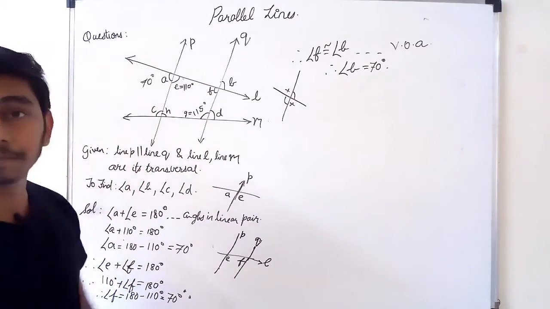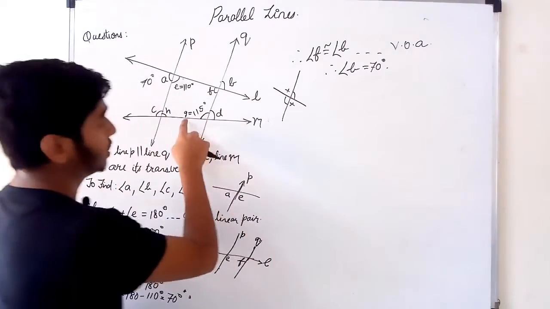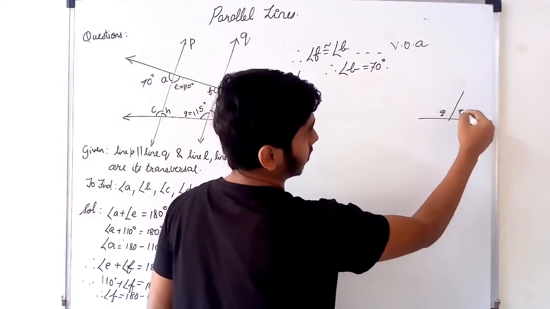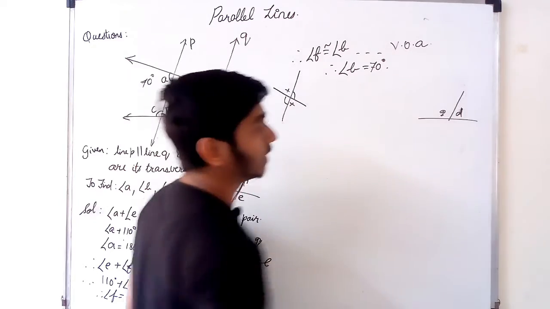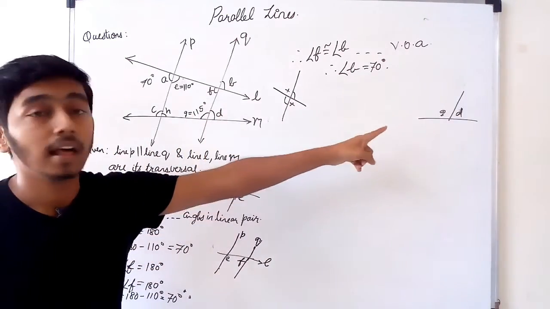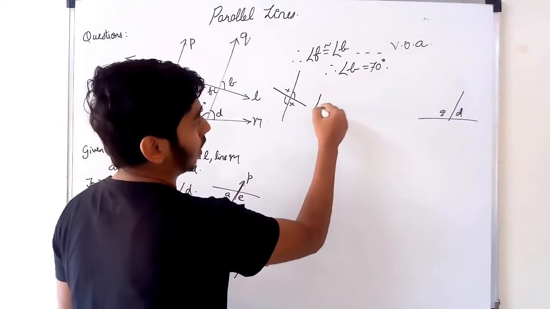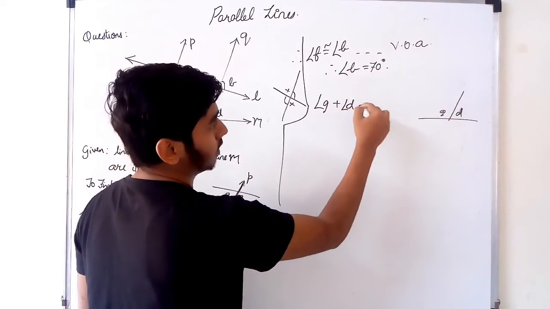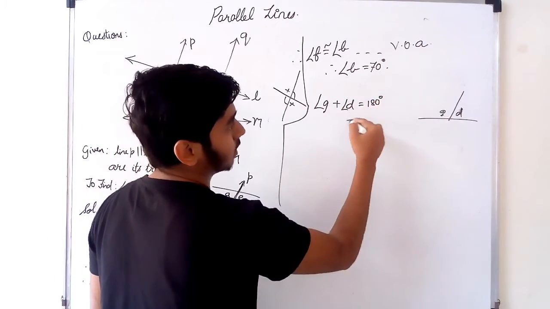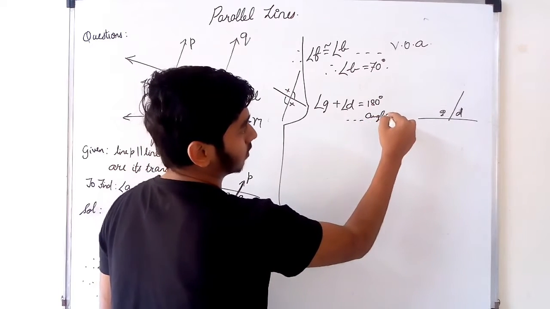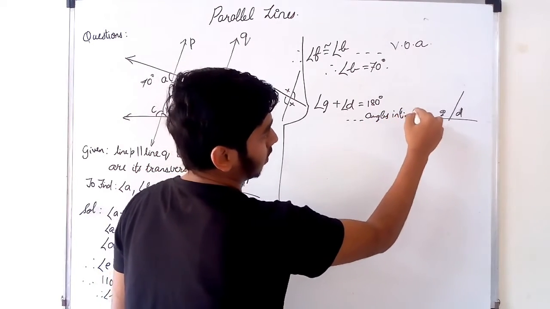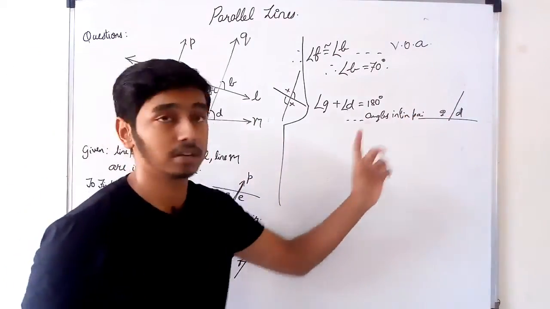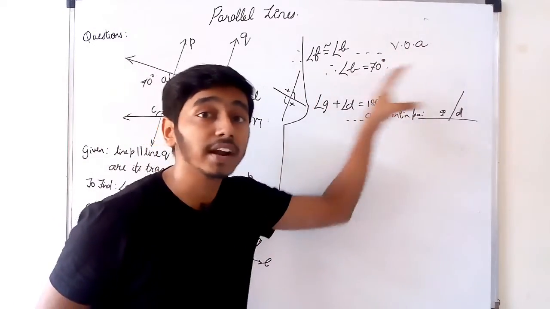Let's see for C and D. Now G and D, sorry, G and D are forming angles in a linear pair, so we'll say angle G plus angle D equals 180 degrees. Reason for this: angles in linear pair. I want you to complete the reason. Don't write it in shortcut like this, vertically opposite angle, you are supposed to write it fully.